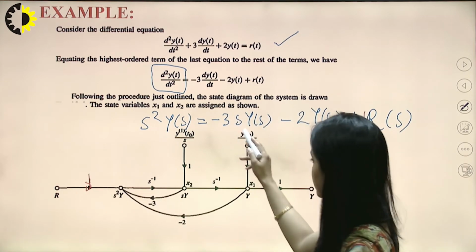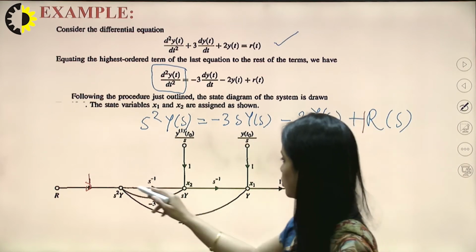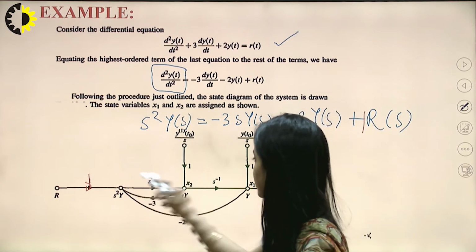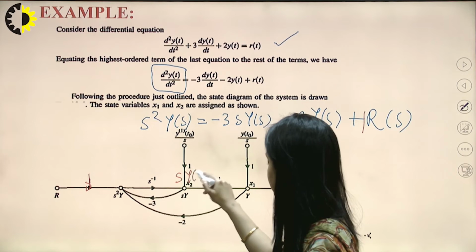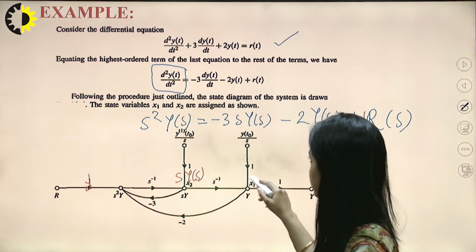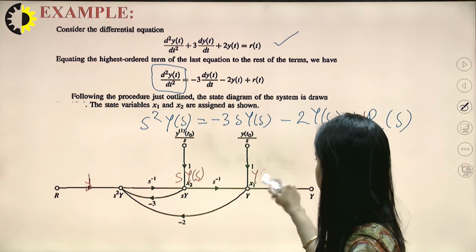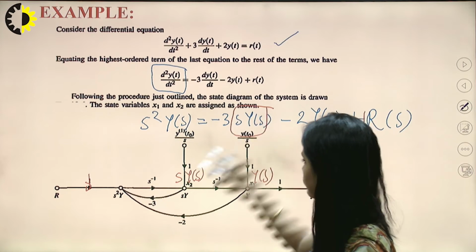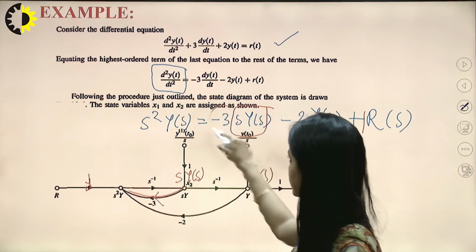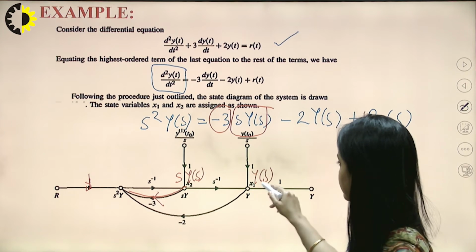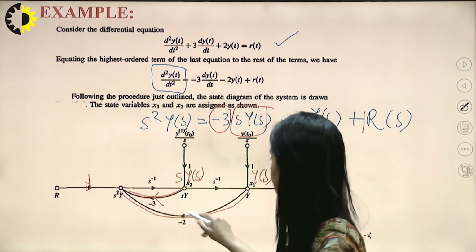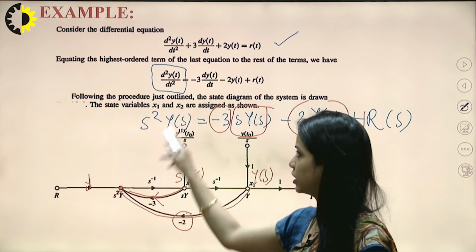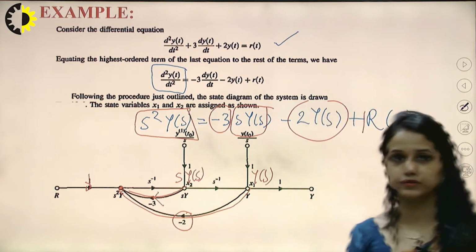And then the first differential term s Y of s. So here we will be having s Y of s, here it is Y of s. So s Y of s is multiplied with minus 3, and then Y of s is multiplied with minus 2, and then we are adding everything, and at this node the value is s square Y of s.